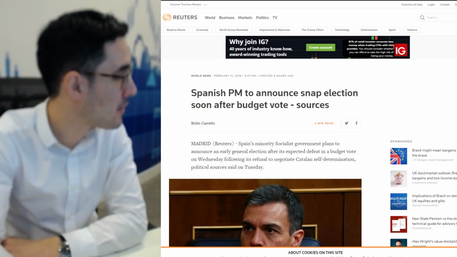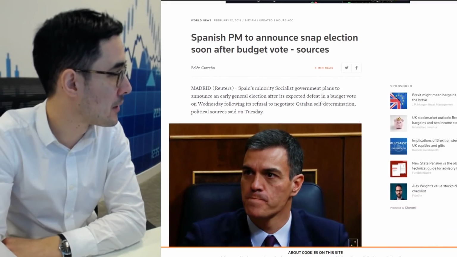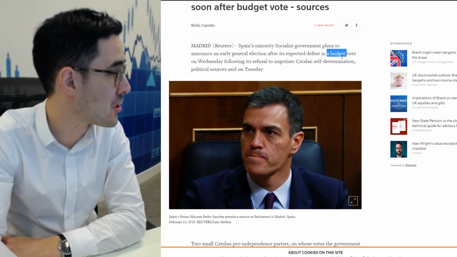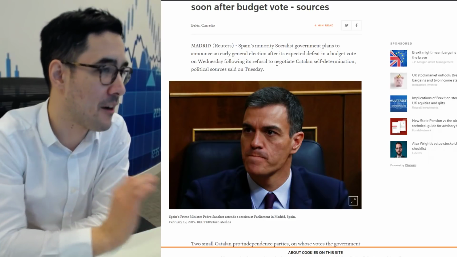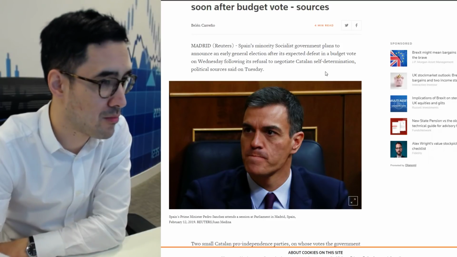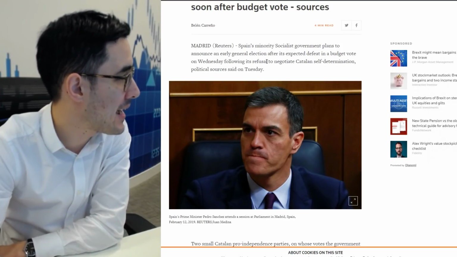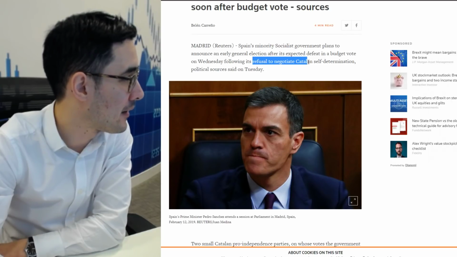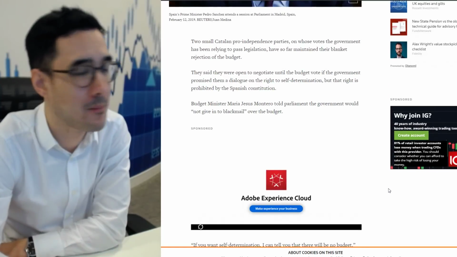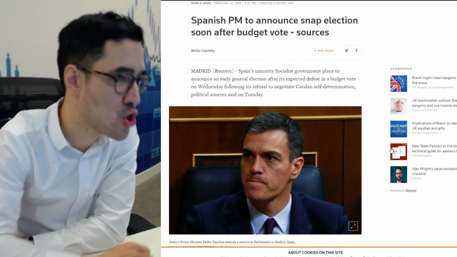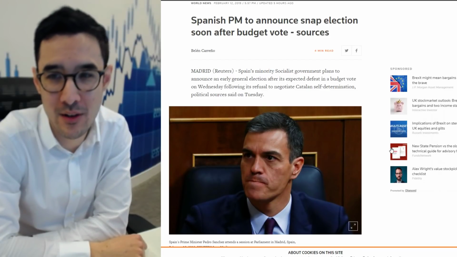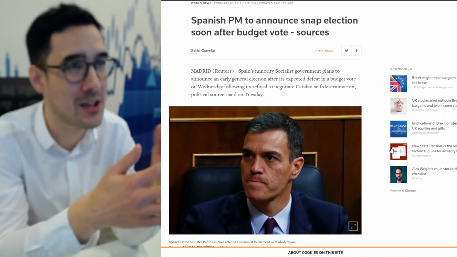Now, this has all come because the socialist government plans to announce an early general election after its expected defeat in a budget vote. Now, the reason for that is that the government has been relying on the backing of some of these regional parties of a smaller size to get them over the line. What's happening now is they're refusing to negotiate Catalan self-determination, which is basically they want more funding, in short. And so this is going to be a real potential headache for the existing government, and could lead to another situation of political change in Spain.